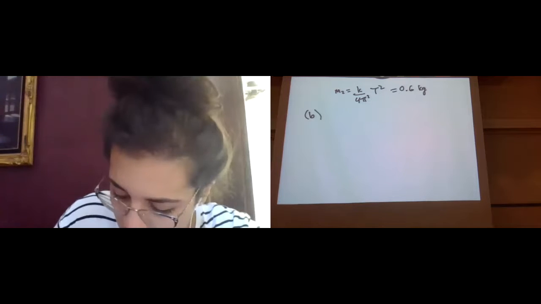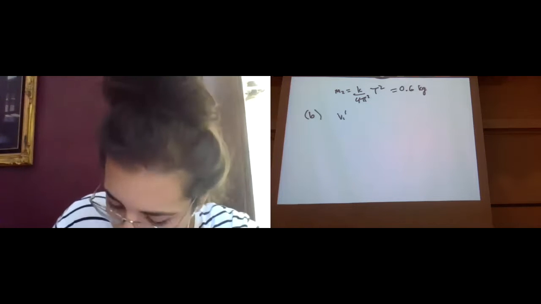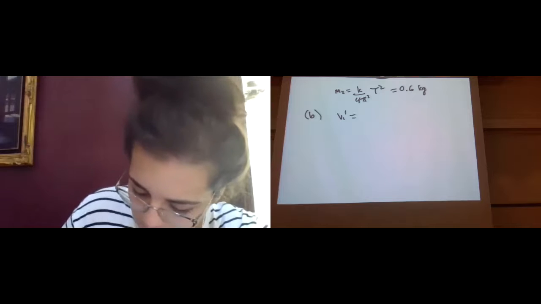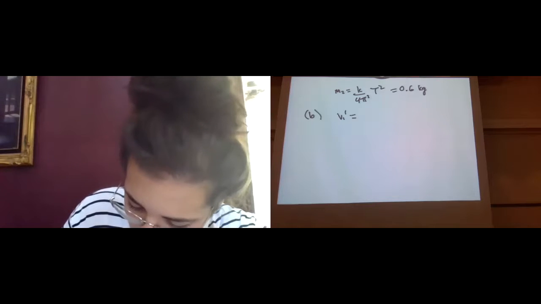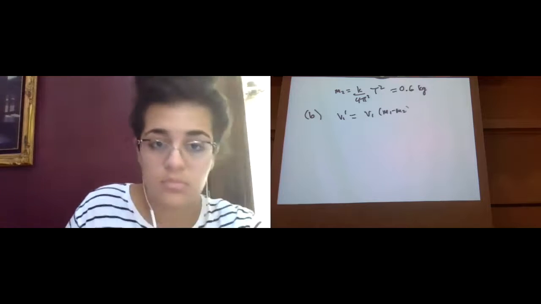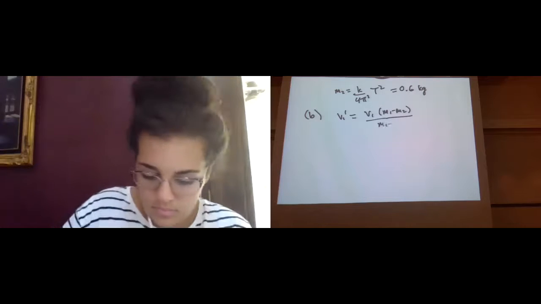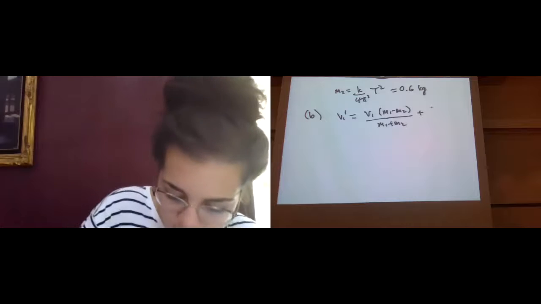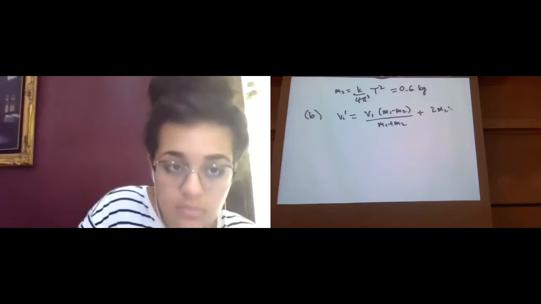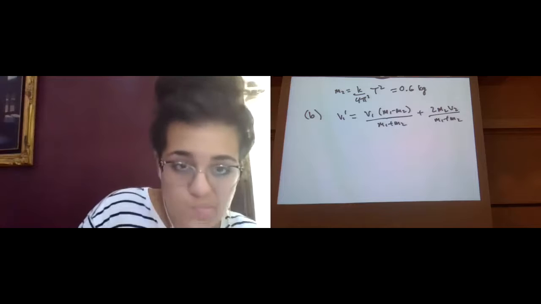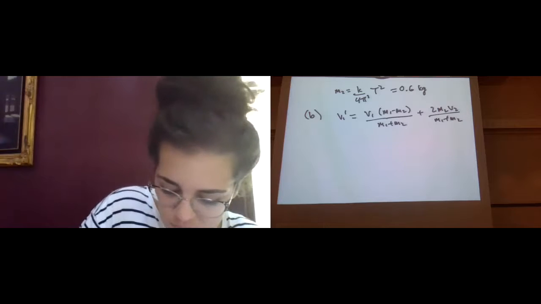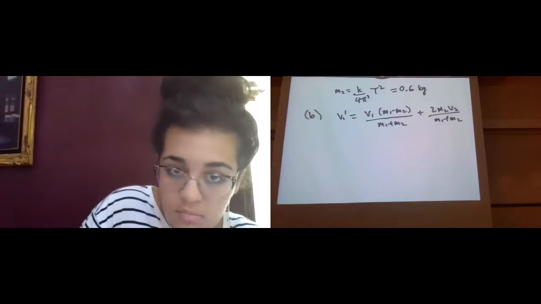So in this case, all we care about is V1 prime. If you go back to last semester, you can look up the fact that for a one-dimensional elastic collision, the most general expression is V1 prime equals V1 times (M1 minus M2) divided by (M1 plus M2), plus twice M2 times V2 divided by (M1 plus M2). If you don't have this memorized, don't worry about it. You can look it up at some point.